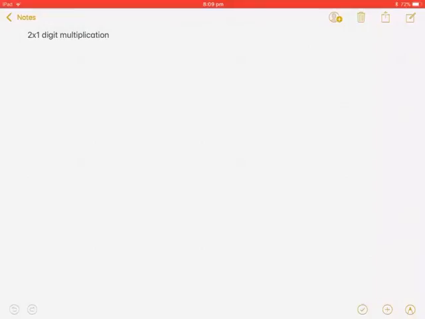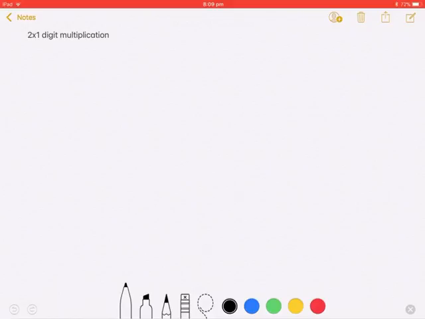2 by 1 digit multiplication. So if we have the number 34 and we're multiplying by 5. Sometimes you might see it set out like this. We're just going to set it out this way.